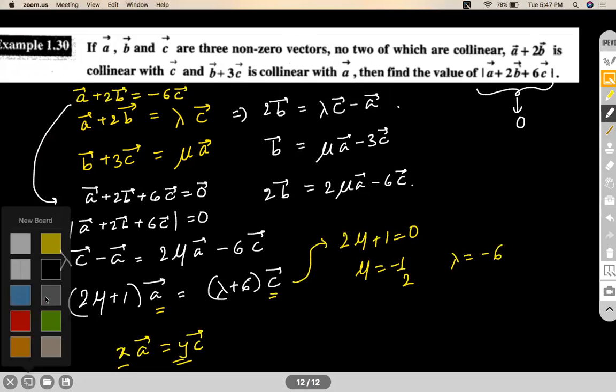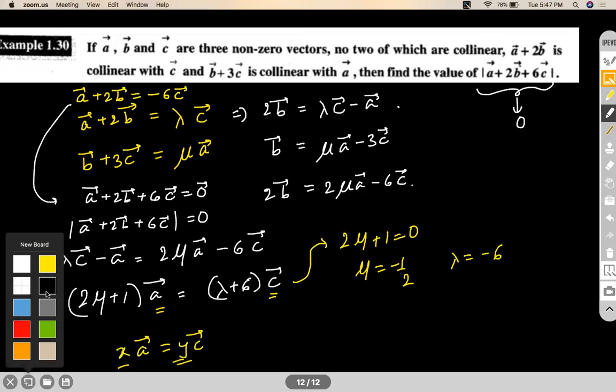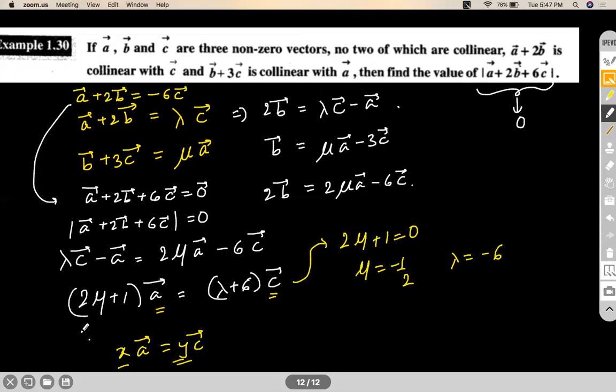Is that clear? So here that mod means the normal magnitude only, no sir? Magnitude, x square plus y square and all. Mod means magnitude, yes. Okay, sir.